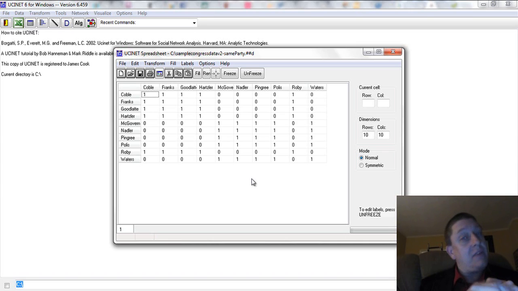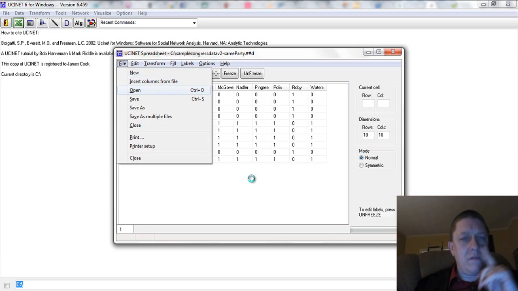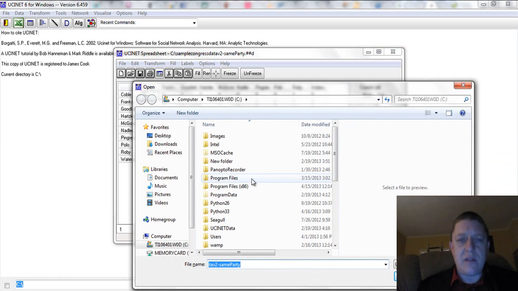Trent Franks and Shelley Pingree, definitely different party. If you ever read any of their work in the congressional record, that comes out pretty clearly. So they have a 0. Shelley Pingree, on the other hand, and Gerald Nadler, definitely of the same party. And you'll find that there's a 1 representing the relationship between the two of them. Great. Only one more variable to look at before we run the correlation.